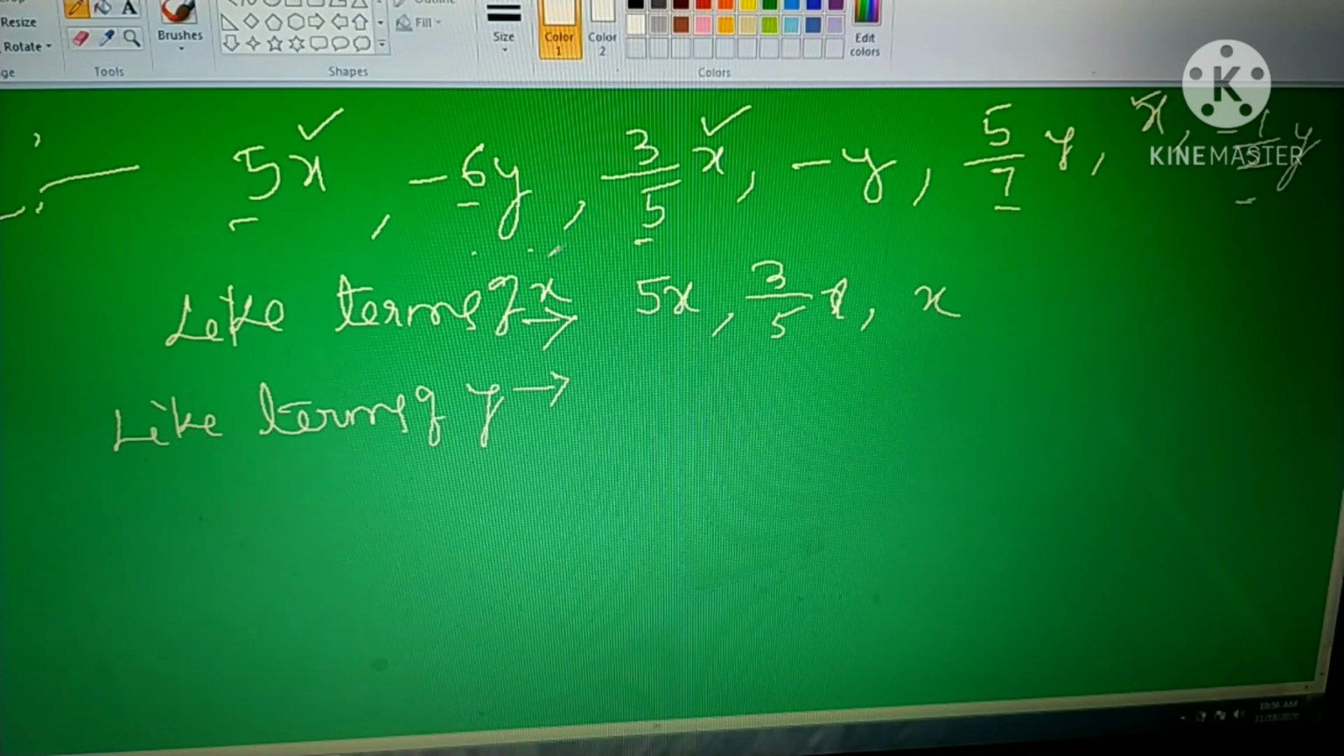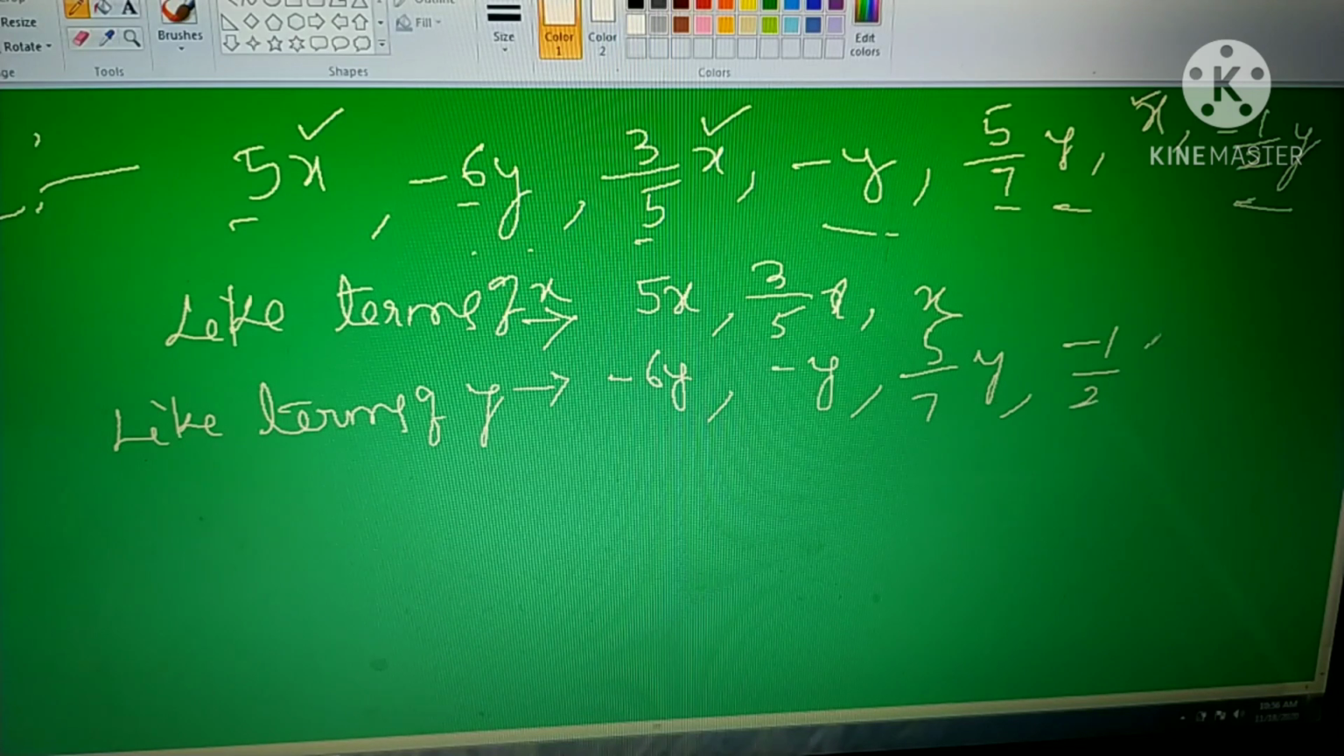Here we have y, here y, here y, and here also we have y. So leave that number. Just look for the literal factors only. Look for similar variables. So here we have y's: minus 6y, and then minus y, 5 by 7y, and lastly minus 1 by 2y.